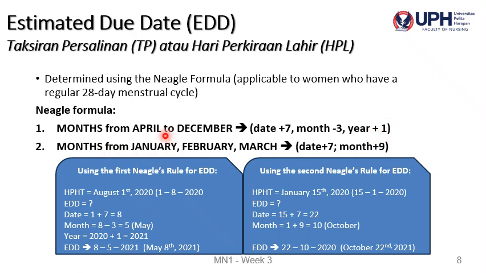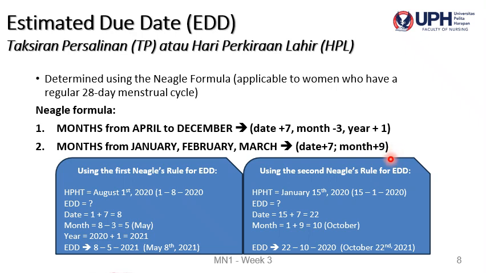If the LMP is in January, February, and March, we just plus the date with 7 and then the month with 9, because it won't go to the end of the year, because it's 9 months. So let's say the estimated due date for the LMP on August 1st, 2020, so it's 1 plus 7, so it's 8, and then 8 minus 3, it's 5, so it's May. So it will be on 2020 plus 1, 2021.